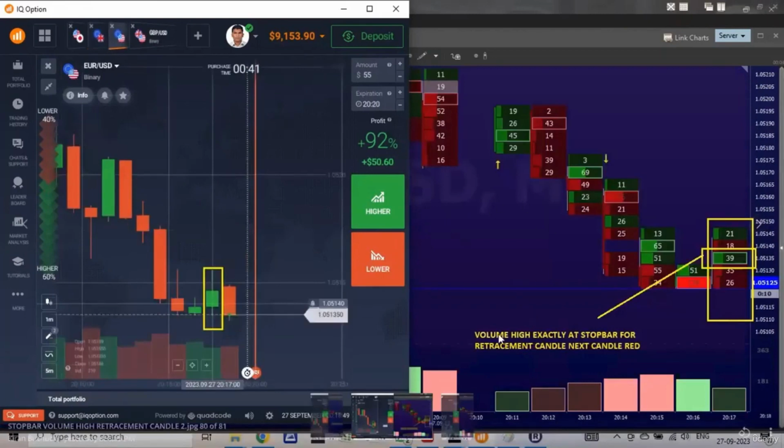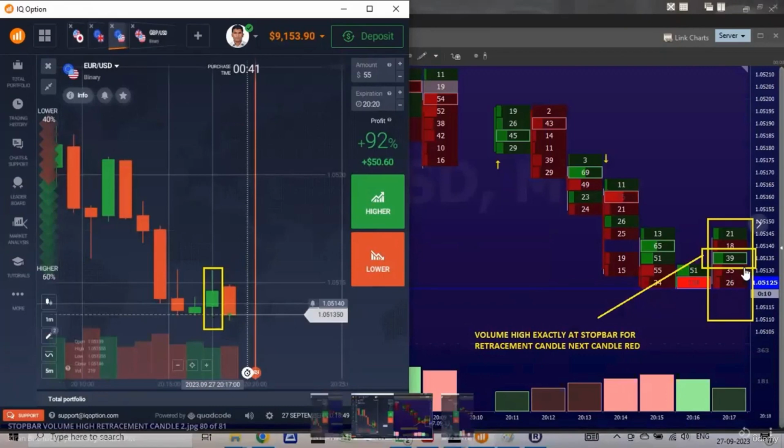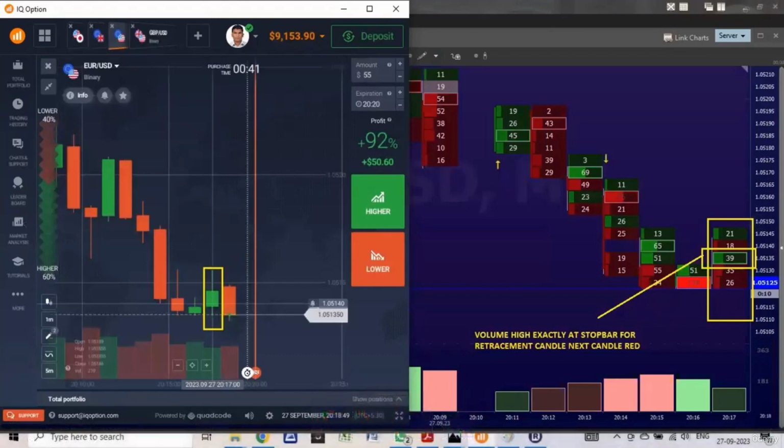Okay, here the volume is high exactly at the stop bar for the retracement candlestick, the next candle. Okay, we saw this one, and this candlestick's volume is high exactly. Okay, this one and this one. The stop bar is the green candle.